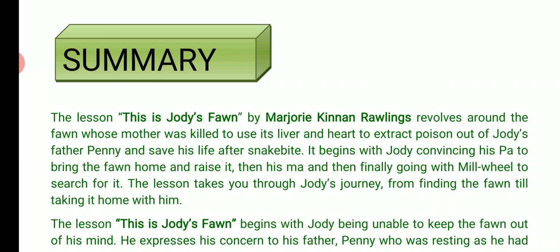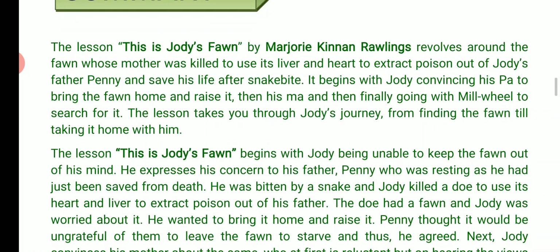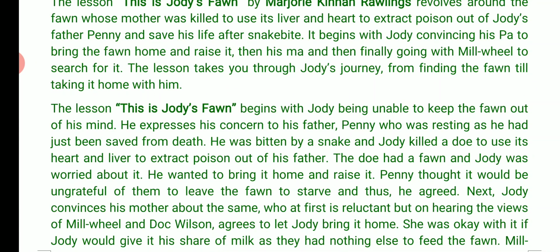The lesson begins with Jody being unable to keep the fawn out of his mind. He expresses his concern to his father, Penny, who was resting as he had just been saved from death. He was bitten by a snake, and Jody killed a doe to use its heart and liver to extract poison out of his father. The doe had a fawn, and Jody was worried about it. He wanted to bring it home and raise it. Penny thought it would be ungrateful for them to leave the fawn to starve, and thus he agreed.